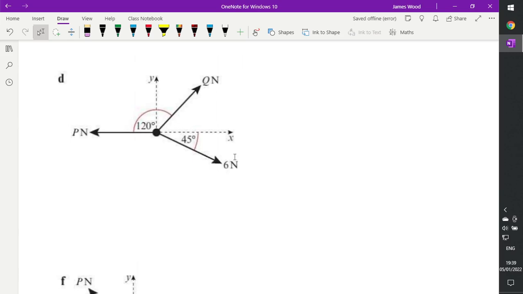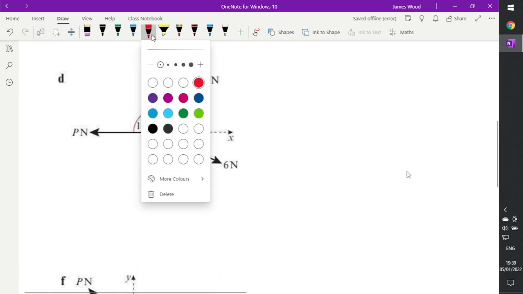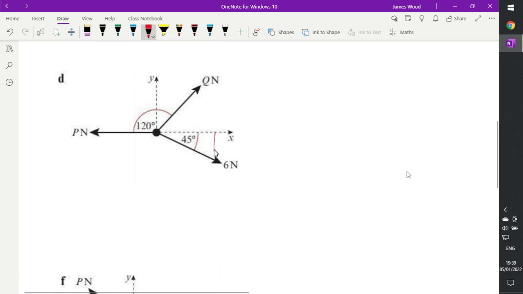So we've got the same scenario here. This object is in equilibrium. This time we've only got one force that's horizontal. We've got to resolve Q and we've got to resolve this 6. So let's deal with the 6 first of all. This component here, which goes downwards, is going to be 6 sine 45. And this component here is going to be 6 cos 45.